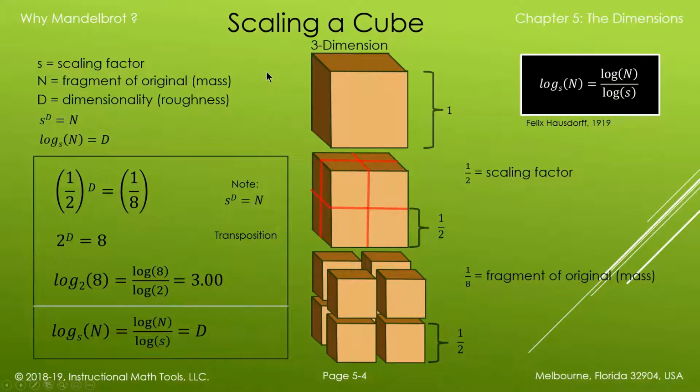Here's the same thing as we did with the cubes, dimension 3, same thing exactly. We'll find out log 8 over log 2 is 3. We already knew that. Third dimension. It's all working out. Now we can use it on something we don't know.